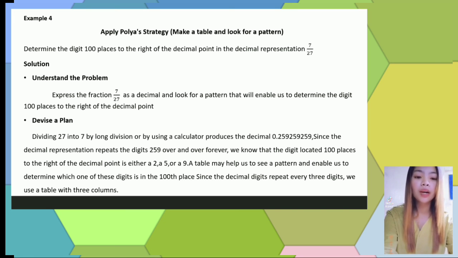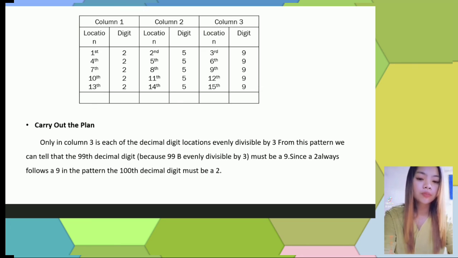A table may help us to see a pattern and enable us to determine which one of these digits is in the 100th place. Since the decimal digits repeat every 3 digits, we use a table with 3 columns. So we have the first 15 decimal digits of 7 over 27. We have column 1, column 2, and column 3, showing the location and the digit.